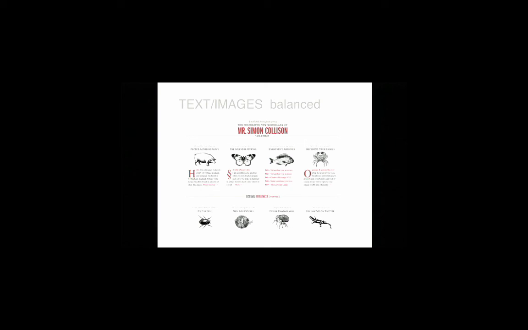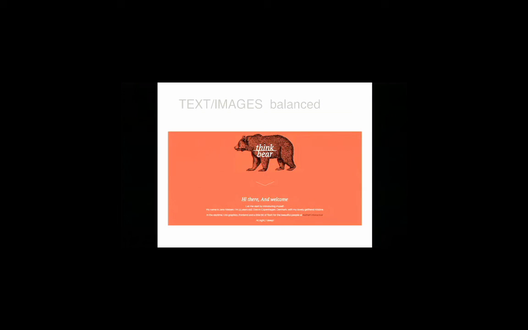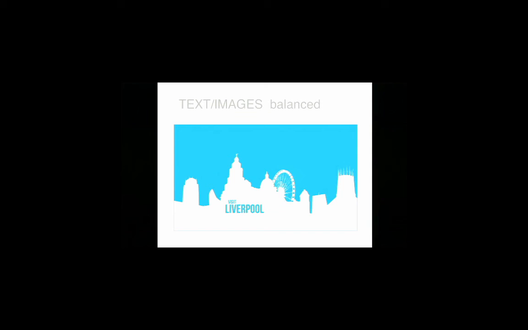Here's an example where I think you have text and images that are balancing each other very nicely. You can use icons like this, little images, to help organize your text, and it works very well on this site. Here's a site where I think the image and the text are equally weighted. And same here. The background image is pretty overwhelming, but so is the text at the same time. So I think they're pretty well balanced.